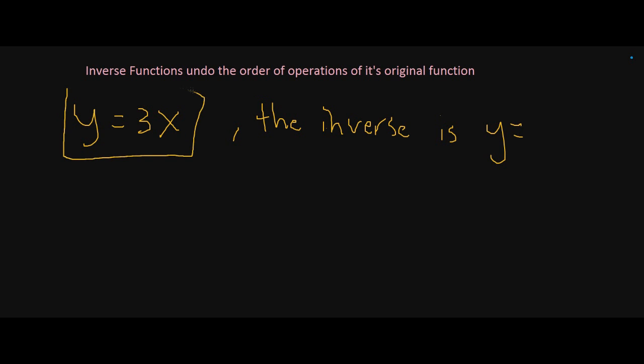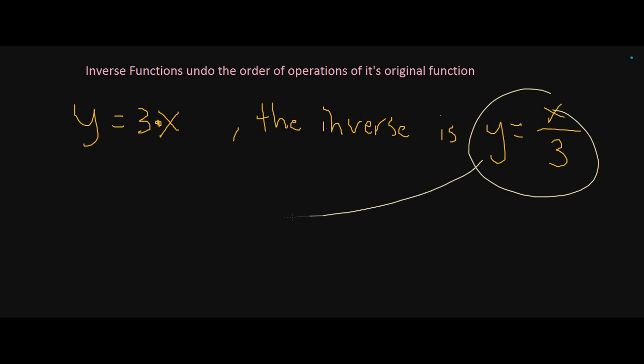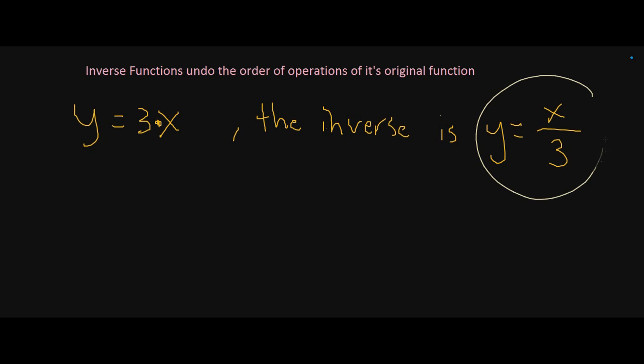We have this original function right here, which is y equals 3x. We want to find the inverse of it. What's the opposite? We have 3 times x here. What's the opposite of multiplication? Division. So our inverse equation is just going to be x divided by 3. It does the opposite of what our original function does. Our original function multiplied x by 3, so our inverse does the opposite and divides by 3.